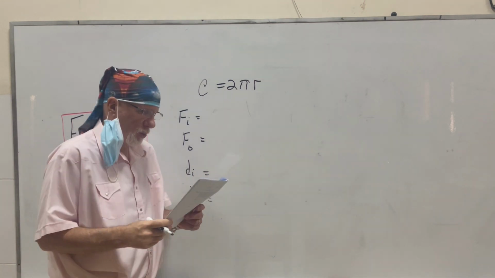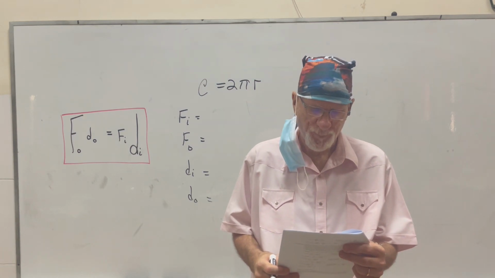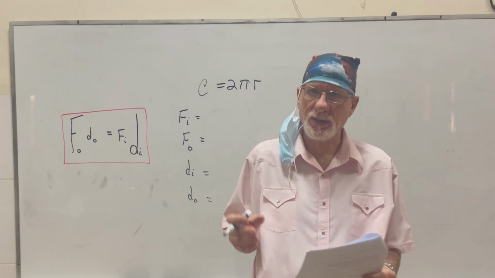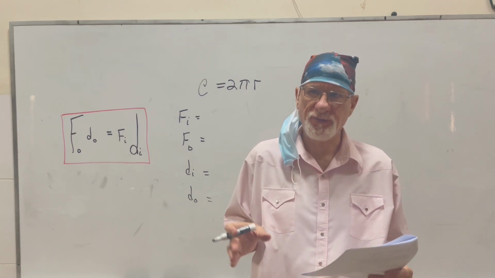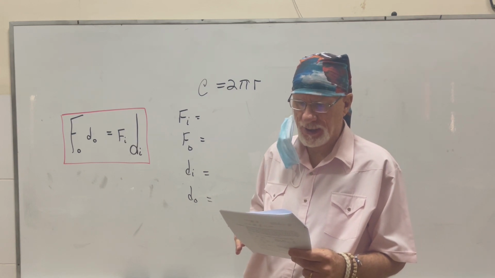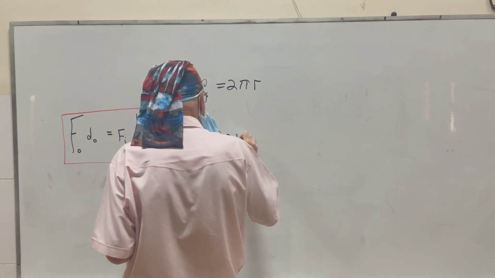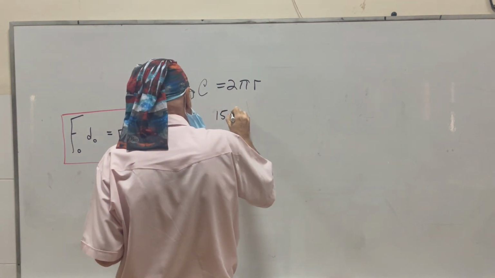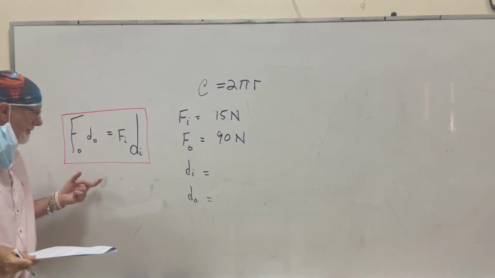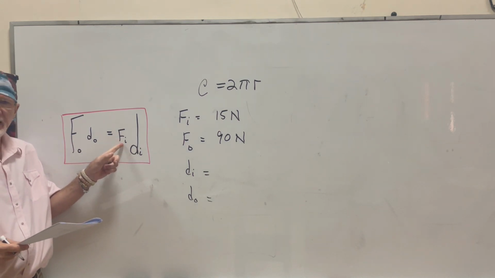All right? So what is FI? The sails are exerting 15 newtons, right? The grindstone is 90 newtons. So this is 90 newtons, and this is 15 newtons. Is that correct? You see that? Based on this, that makes sense. The larger one is FO, the smaller one is FI.